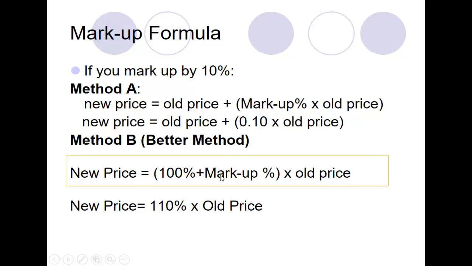For doing more complicated maths, this method here, method B, is probably better and is easier to work with later on. So the new price then will be 100% plus the markup percent, so that's 100% plus 10% multiplied by the old price. You just multiply 110% by the old price. From now on, I'm going to try and move everybody over to method B. They both end up with the same answer, and for doing simple things, it doesn't matter which method you use. But when things get a bit more complicated, it's better if you're using method B.